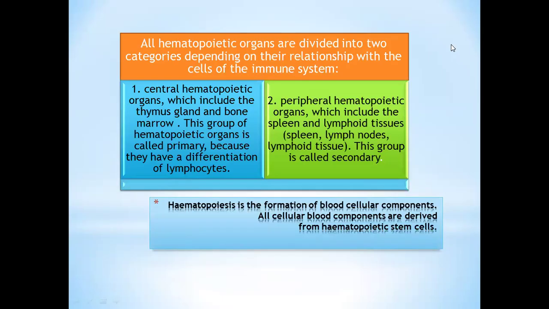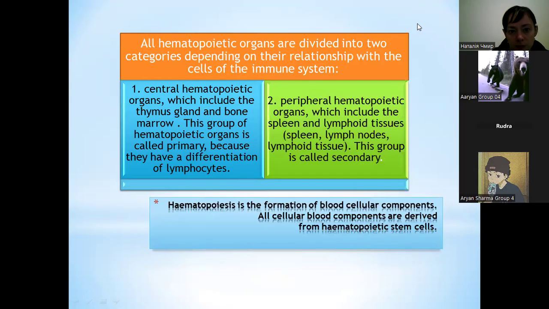All hematopoietic organs are divided into two categories depending on their relationship with the cells of the immune system. Central hematopoietic organs, which include the thymus gland and bone marrow. This group of hematopoietic organs is called primary because they have differentiation of lymphocytes. And peripheral hematopoietic organs, which include the spleen and lymphoid tissue: spleen, lymphoid nodes, lymphoid tissue. This group is called secondary.